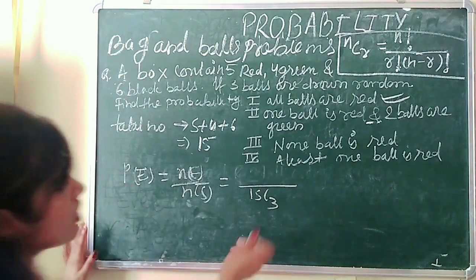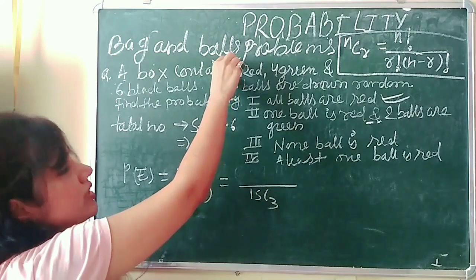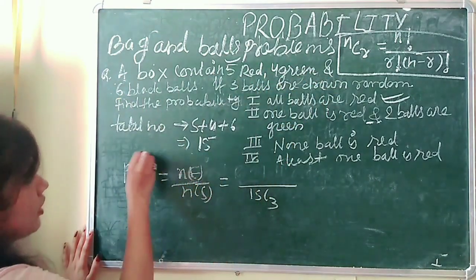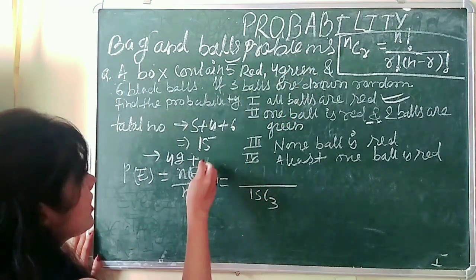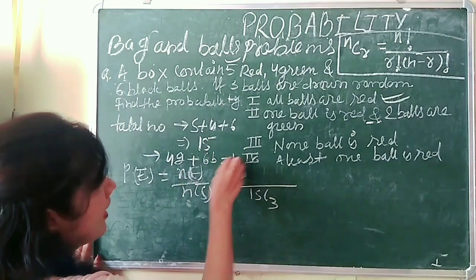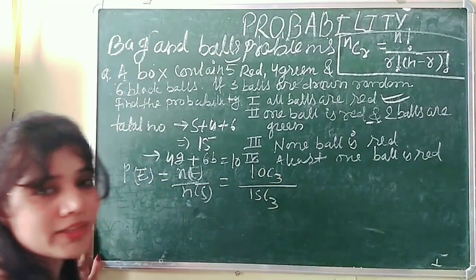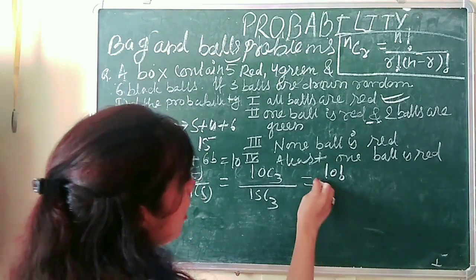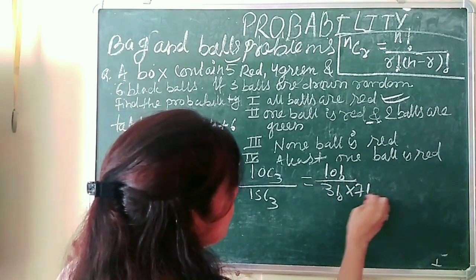So the combination will become, because we will not include any red ball, we will not include this 5. We will just include 4 plus 6, because 4 green balls plus 6 black balls. So the total number of combinations we will make is from 10. 6 plus 4 is 10. So that will be 10C3. Now we will solve this. That will be 10 factorial upon 3 factorial into 7 factorial.